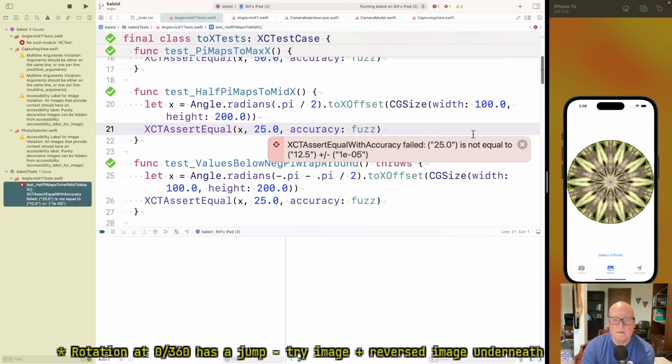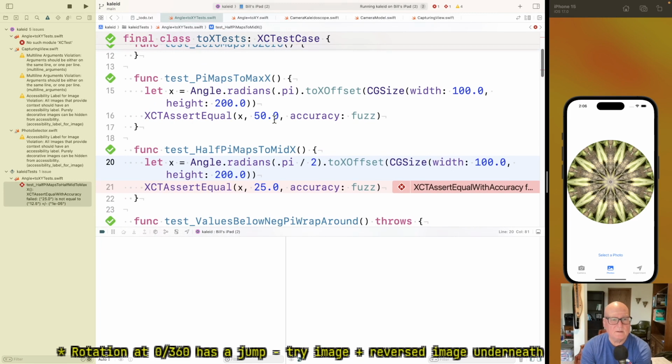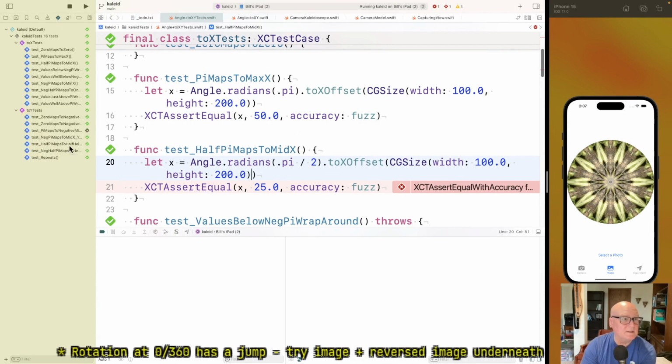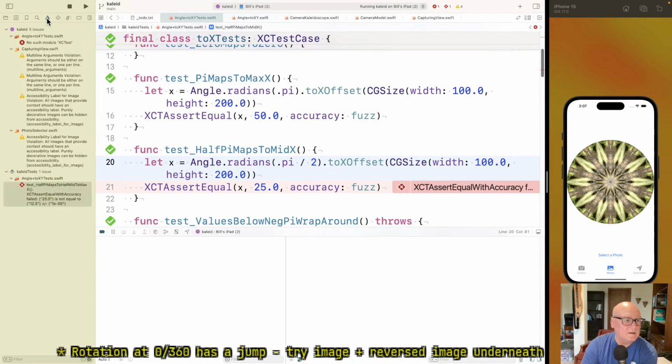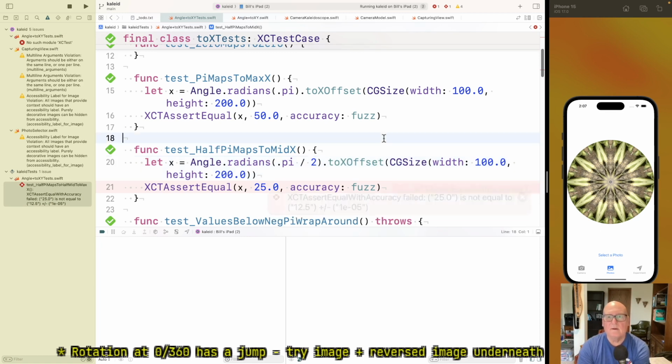Why are you saying that now? Half pi maps to mid x. Half pi. Well, why did you say they all passed, and why is one showing up as not passing? Half pi maps to half. Oh, I deleted that test. Okay. All right. I can't tell. Oh, I'm running here.